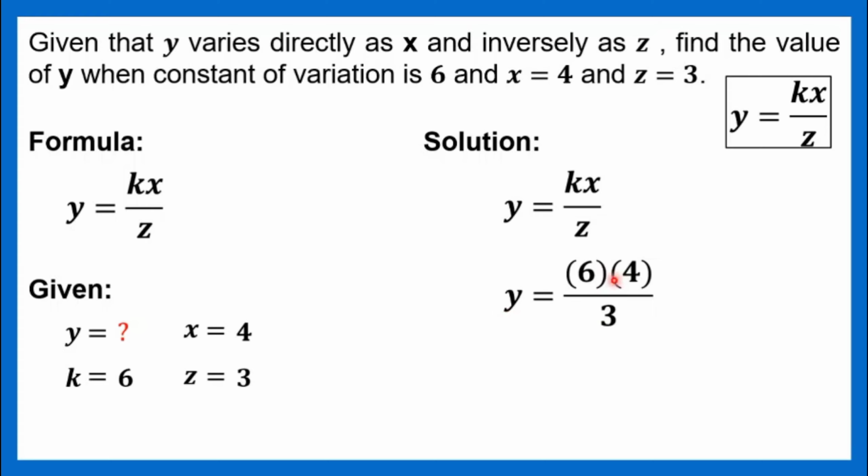Multiply natin ito. By the way, kaya naka-parentheses, kasi ang operation involved in k and x, this constant of variation and x na variable, is multiplication. Once na magkatabi yung dalawang letters or dalawang unknown variable, that means you have to multiply those two. Since hindi magkadikit yung constant of variation tas yung variable na isa, multiply natin yung dalawa. 6 times 4 is 24, that's over 3. So, multiply muna natin, so that's 24 over 3.